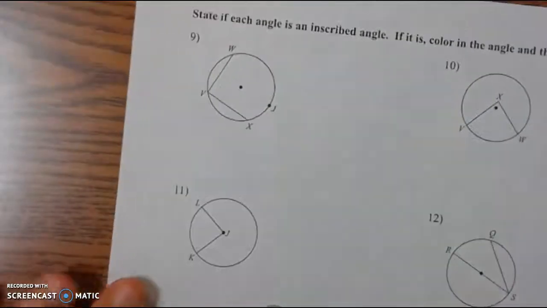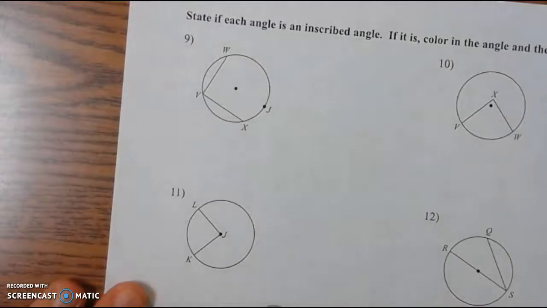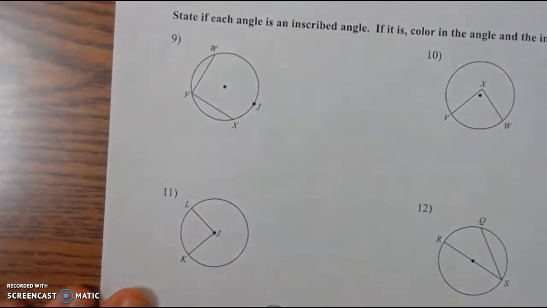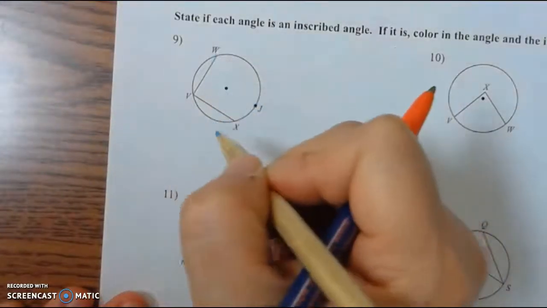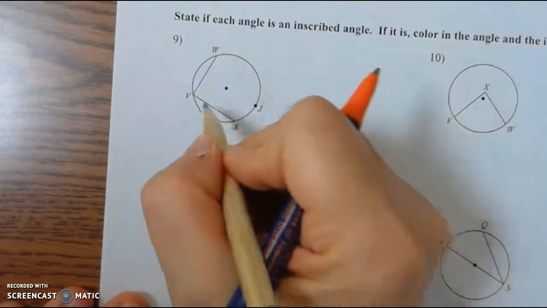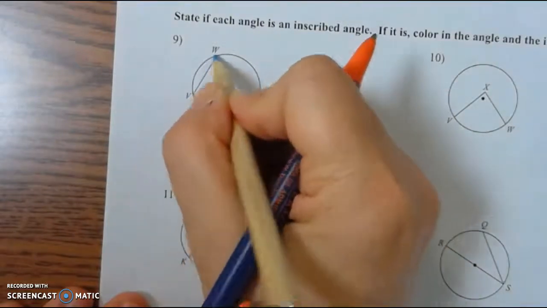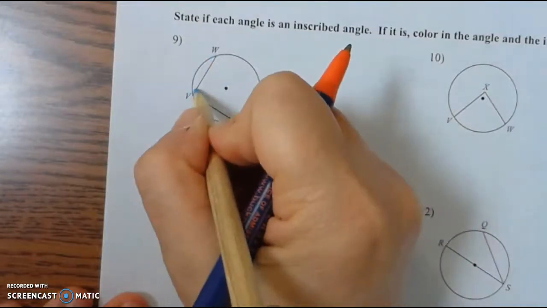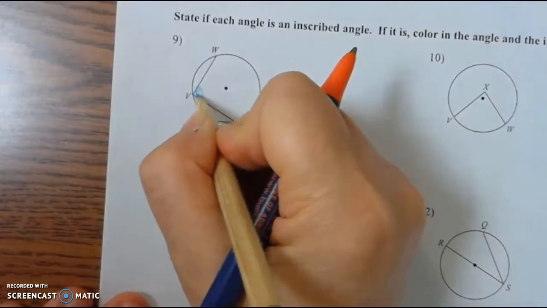Okay, moving on. State if each angle is an inscribed angle. If it is, color in the angle and the intercepted arc. Is WVX an inscribed angle? Yes, it's starting on the circle and the vertex is at the circle as well. So yes, this is an inscribed angle.